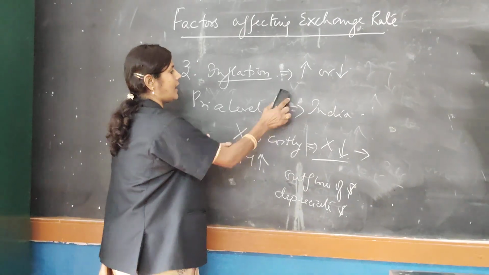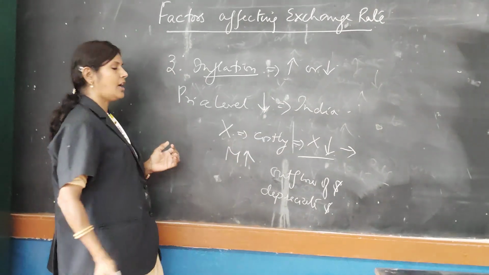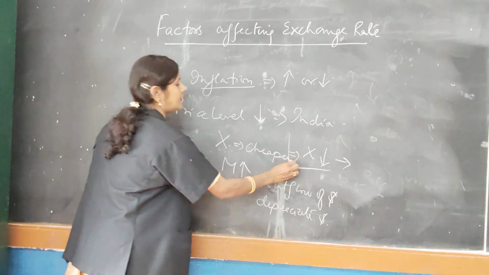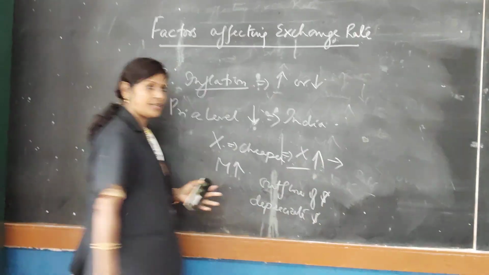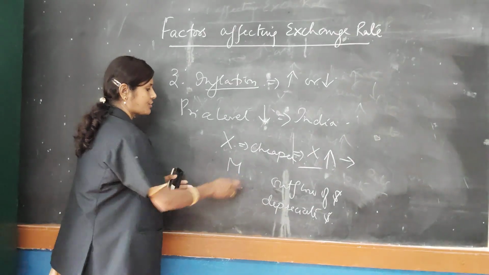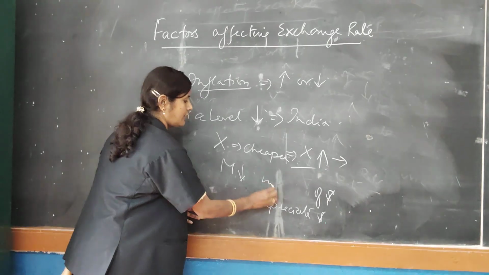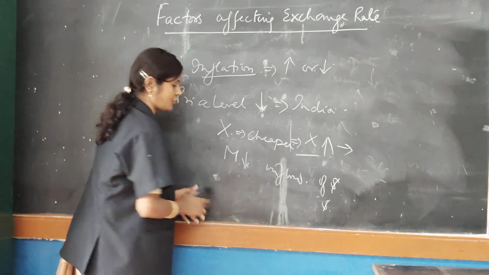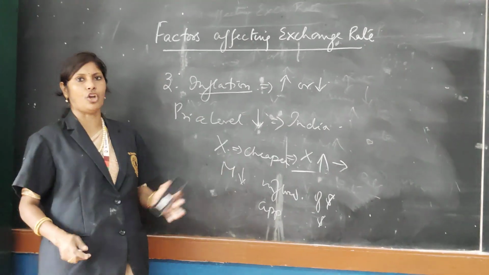Then when the price level decreases in India, you see, what happened to the exports? Exports will become cheaper. When it is cheaper, export will increase. So when the export increases, your import will reduce, comparatively, and there will be an inflow of dollars. When there is inflow of dollars, it will lead to appreciation of dollars. So this is the effect of inflation on exchange rate.